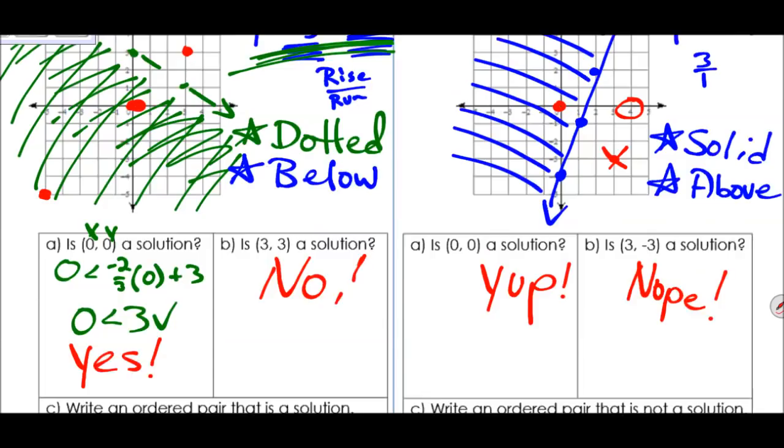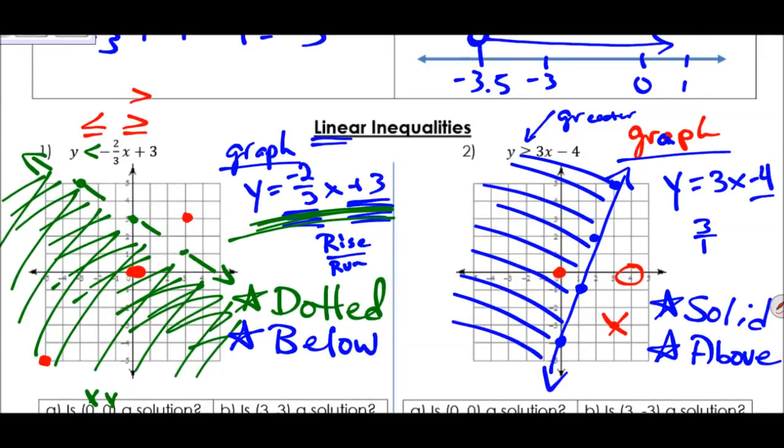So it's basically just graphing a linear equation and then deciding on 2 things. Is it a solid line or a dotted line? And then am I shading above or below the line? Those are the only differences between an inequality and a linear equation.